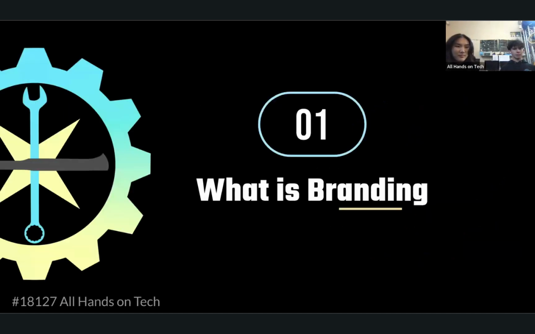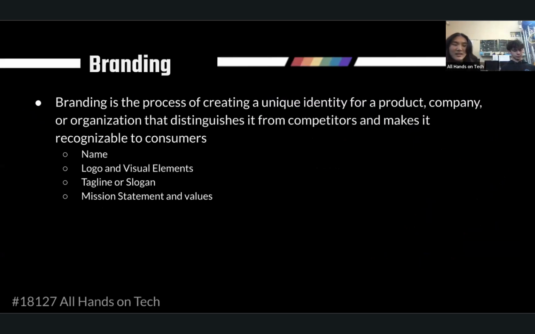One, what is branding? Branding is the process of creating a unique identity for a product or company or organization, but in this case, it would be your team. It distinguishes it from competitors and makes it recognizable for consumers. So basically you need a name, a logo, visual elements, a tagline or a slogan, and then a mission statement and values.